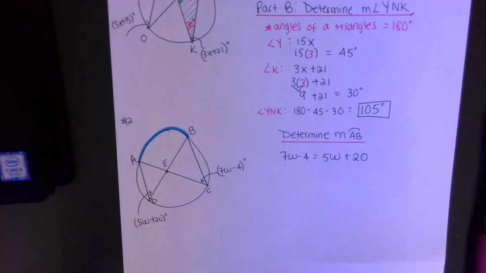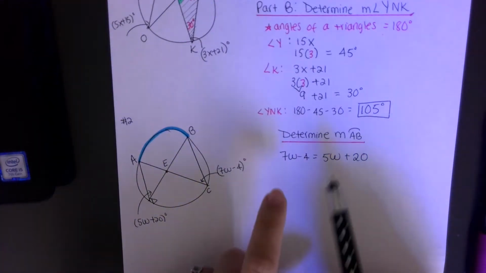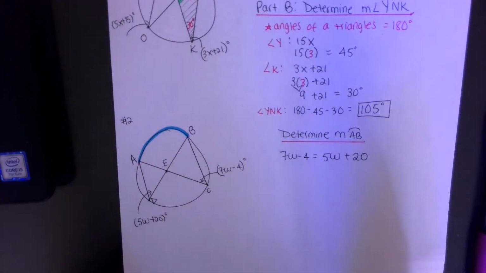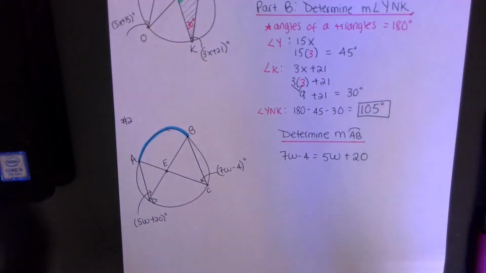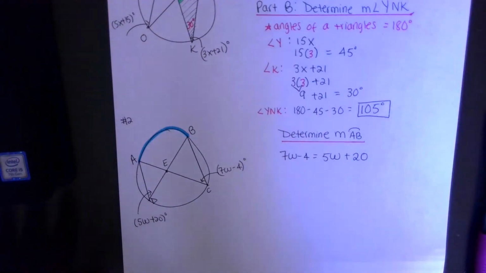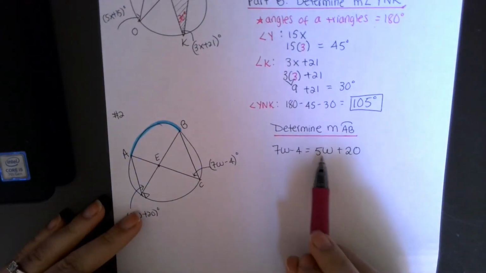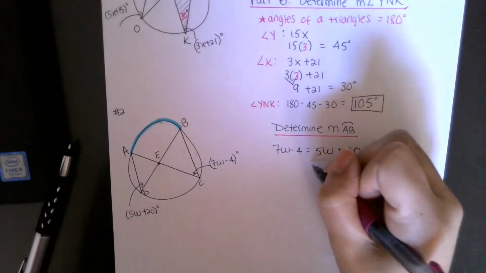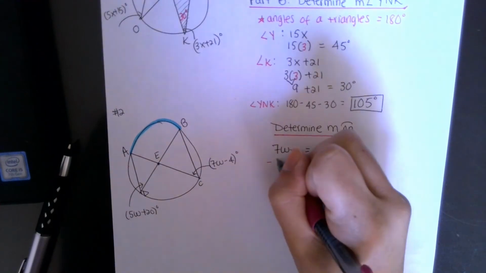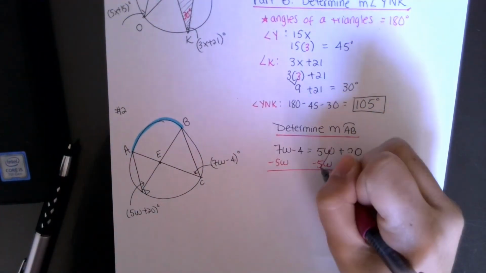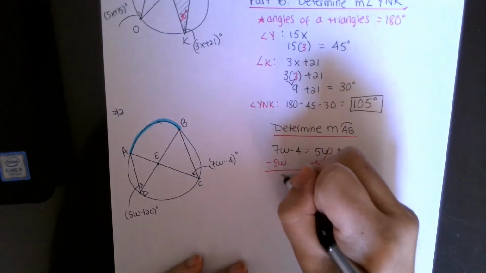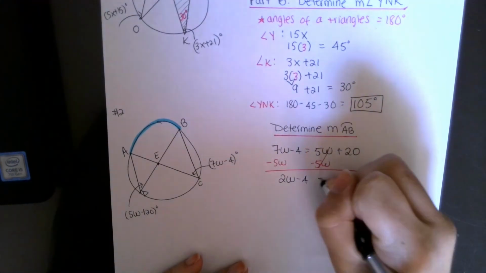So let's take care of this first. We have w here and w on the other side. I have it on both sides, and I want it all on one side. So I'm always going to move over the smaller one first. I have 5w, which is positive, so I'm going to do the opposite. I'm going to subtract 5w from both sides. So you have 2w minus 4 equals 20.